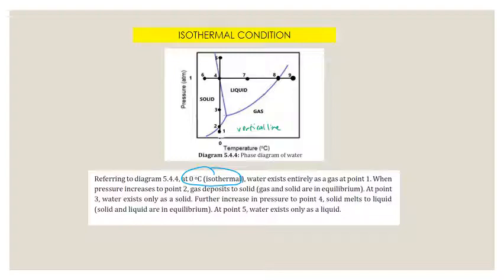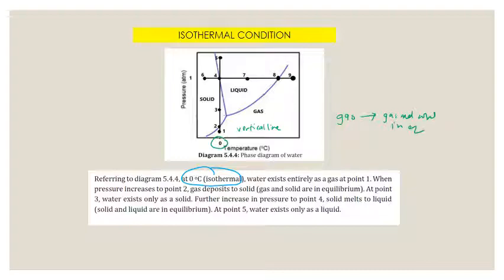So, pada permulaan 0 degree Celsius, okay, kat sini, point di sini, region mana yang kita akan lalu dulu? Kita akan cross region gas dahulu. So, daripada gas, phase changesnya bermula daripada gas. Okay. So, water exists entirely as a gas at point 1. When pressure increases to point 2, sekarang pressure dah berubah. Jadi, kita tukar pressure ke arah point kedua, di mana kita akan cross sublimation curve, okay, ataupun sublimation line. So, pada sublimation line, okay, pada sini, gas and solid in equilibrium.